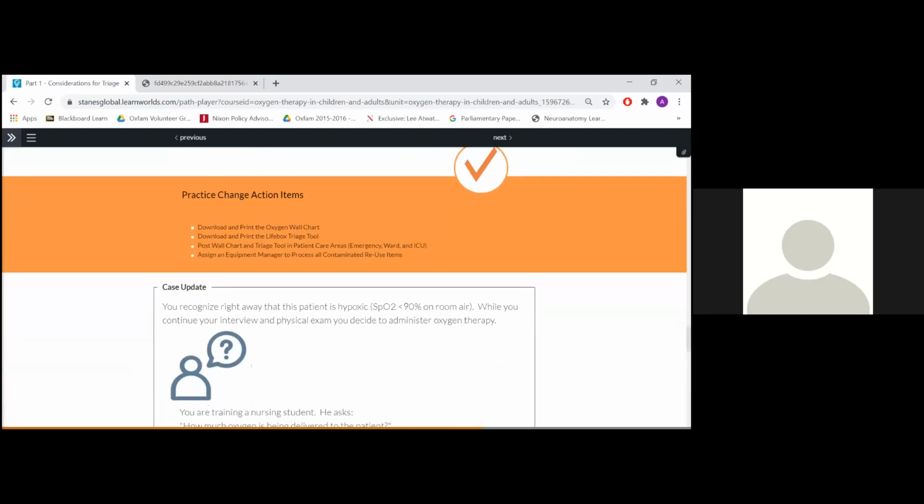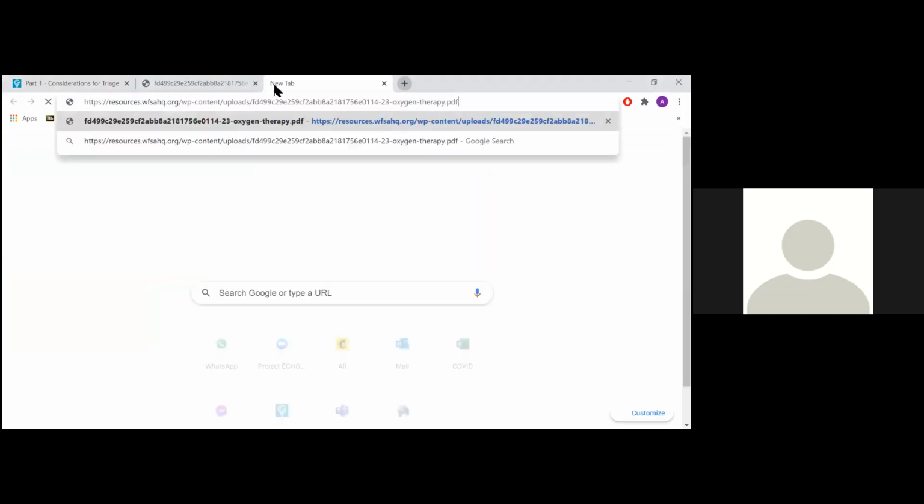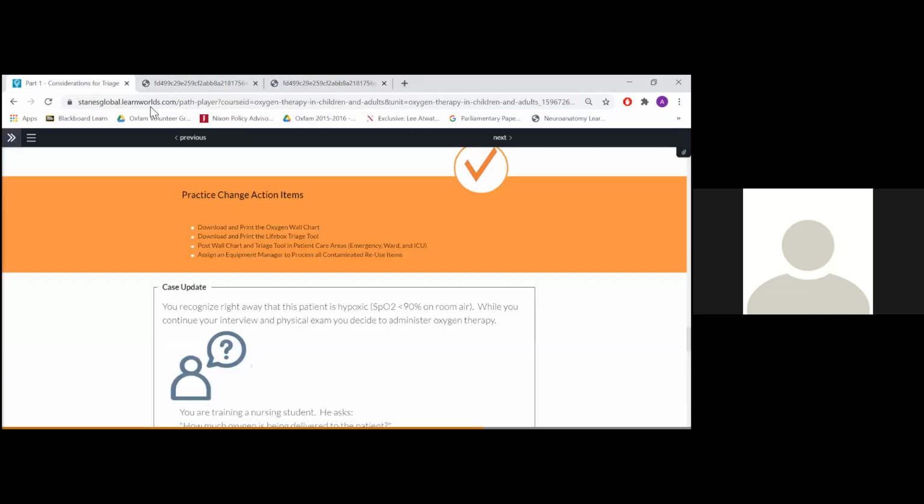But what we'd like to emphasize is that we should go online and print the oxygen charts for use, not only for ourselves, so that everyone who has remained behind can follow this, and this will be very helpful. Yeah, we can also download and print the Livebox Triage tool, which is also online, for use in our institution. All this information is for free. You can just access them on the webpage.